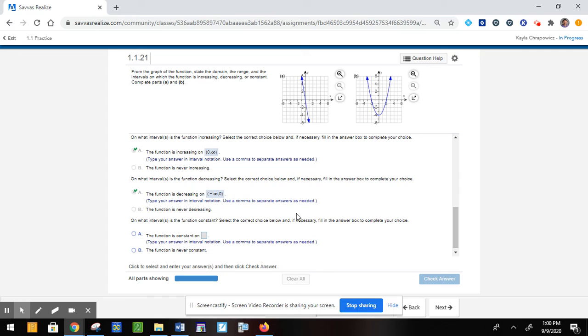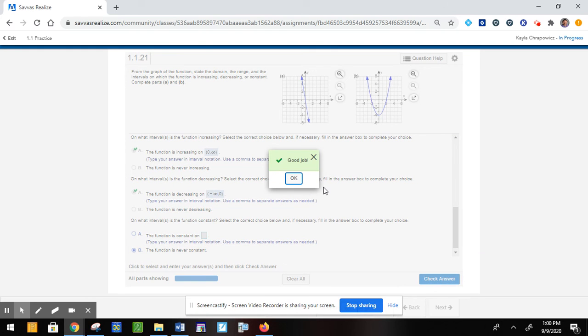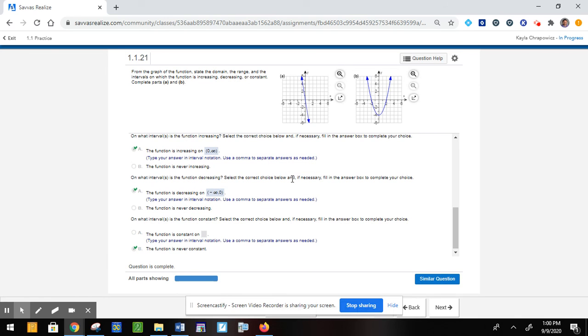All right, then on what interval is the function constant? Well, it's constant technically at 0 at that point. That's not an interval, that's one point. So I'm going to say the function is never constant, again, because it's just that one point at the vertex. Okay, so it's not constant on an interval, it's just one point.